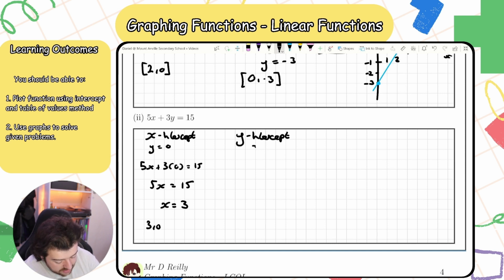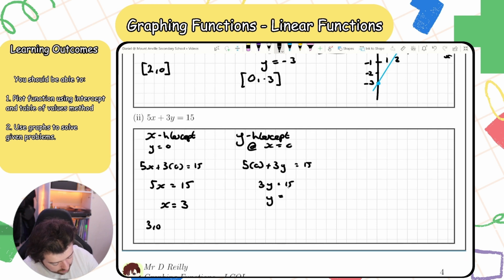Next one here, my y-intercept, that happens at x equals 0. So when x equals 0, 5 times 0 plus 3 times y is equal to 15. 3y is equal to 15. Y is going to be equal to 15 divided by 3, which is 5. So it's going to be 0, 5. There it is. There's my 2 points.